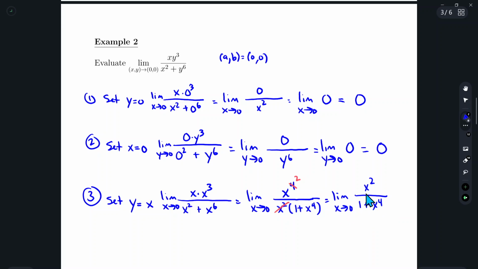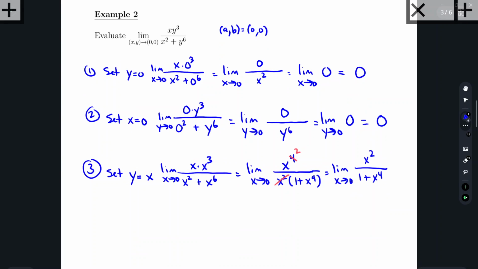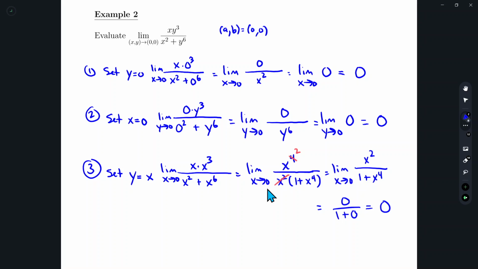So now we calculate. So you just plug in x equals 0. Right, so what do we get? 0 over 1 plus 0. And then this calculates to 0 over 1, which is equal to 0. Right, okay, so this limit is also equal to 0. So they're all the same so far. So you might think to yourself, all the limits so far are equal to 0, so maybe the limit does exist and it's equal to 0.